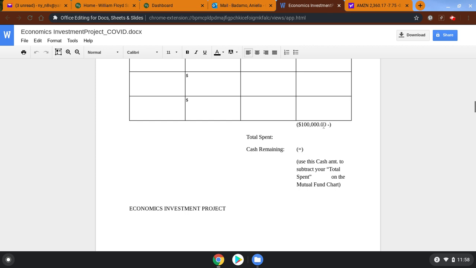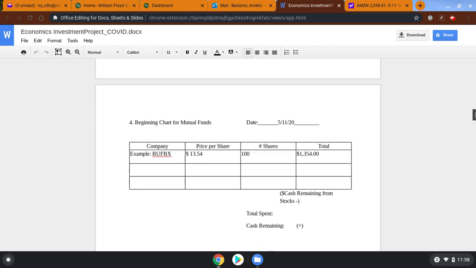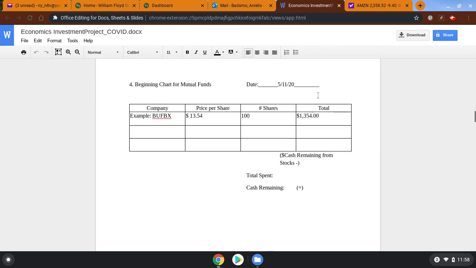Remember, you started with $100,000. So $100,000 minus what all these 7 companies together are going to total equals how much cash you have left from the $100,000. Now, I give you a little hint here. You have to use this cash amount, this cash remaining, whatever it's going to be, to subtract your total spent on the next chart, the mutual fund chart. That's down here. Okay, so mutual funds.